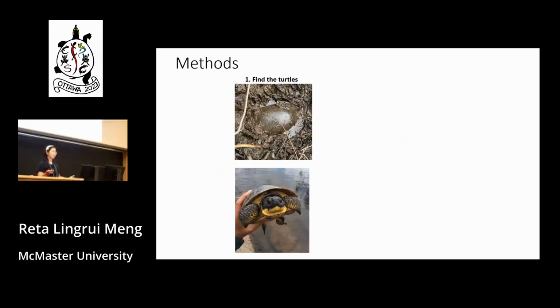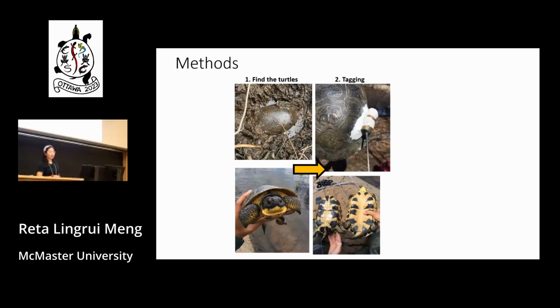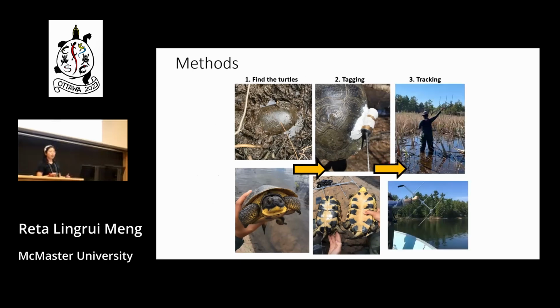So for our methods, we find the turtles. We go out in May and look around for them. Sometimes they're hard to find. And then we tag them. We tag them with a very high frequency radio tag that weighs less than 5% of their body mass in order to not affect their behavior. And then we track them.